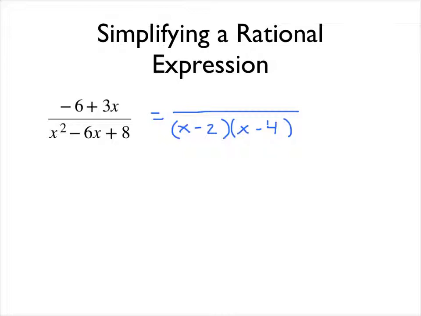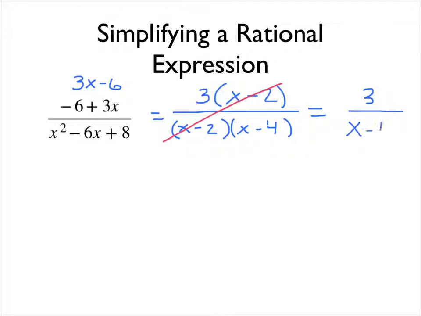So I can see here that negative 6 plus 3x is the same thing as 3x minus 6, and that's the key here. We're going to factor out a 3, and that leaves x minus 2. Whoops, x minus 2. Let's try that again. There we go. And the x minus 2's are going to cancel with each other. So in this expression, you end up with, for an answer, 3 over x minus 4.